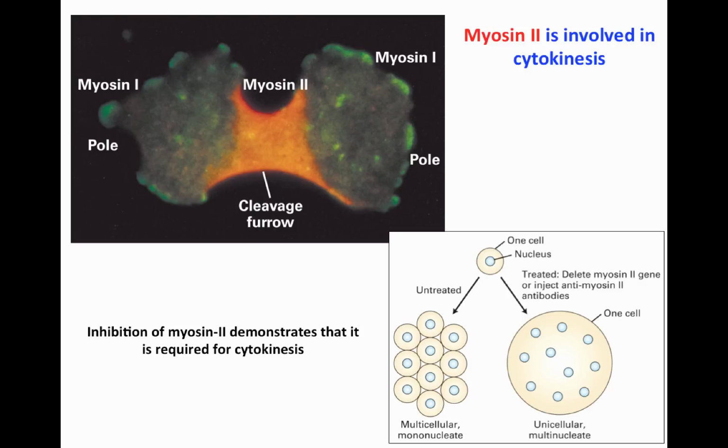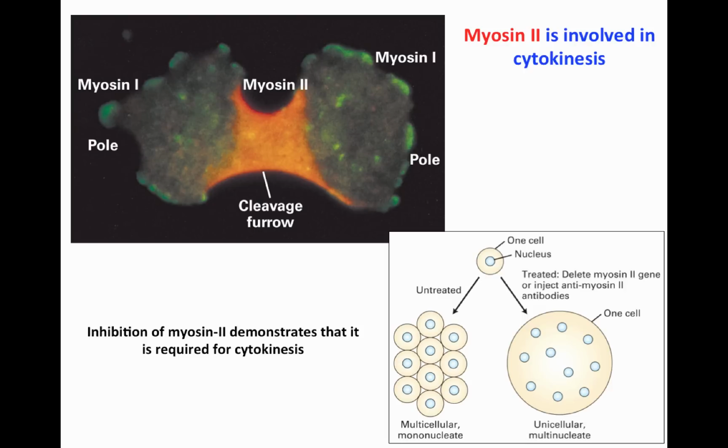So one line of evidence that helped us understand that was to create myosin mutants during cell division. This is illustrated here in the bottom right. So here you have a cell that has undergone cell division, and in the control untreated sample, what you have is the generation of independent cells from one independent original mother cell.